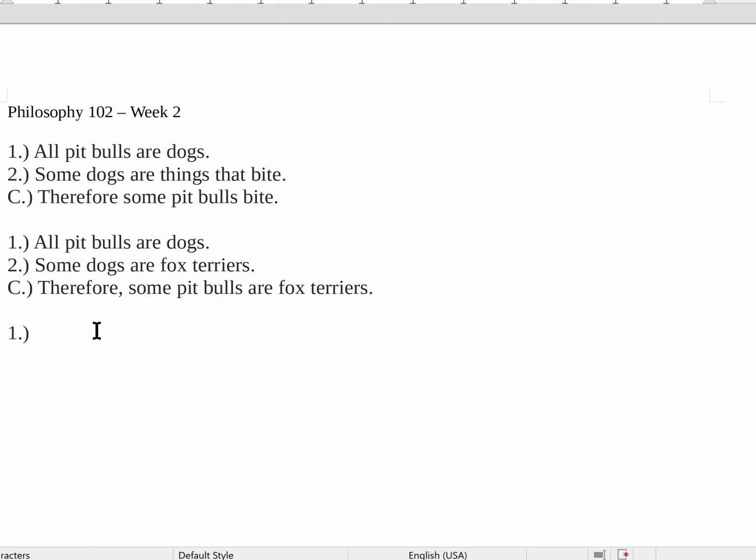But we have all P are D, right? I've just taken the nouns out and replaced them by variables so we can get a look at the structure of this argument. Some D are, I'm just going to use B for things that bite, and it will also be for fox terriers, right? Some D are B, and then conclusion.